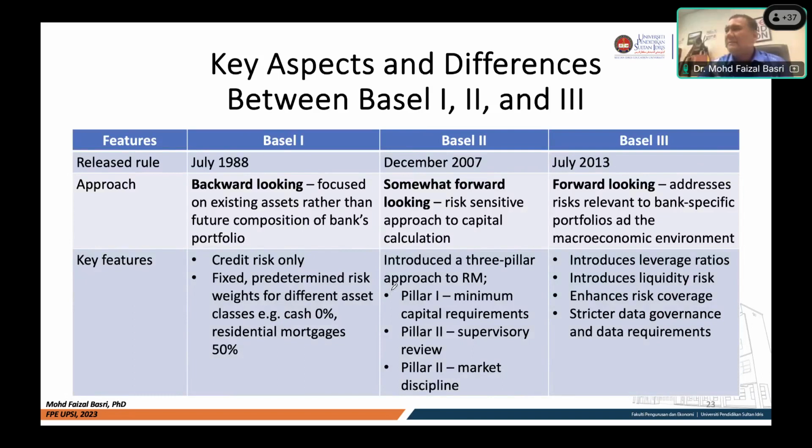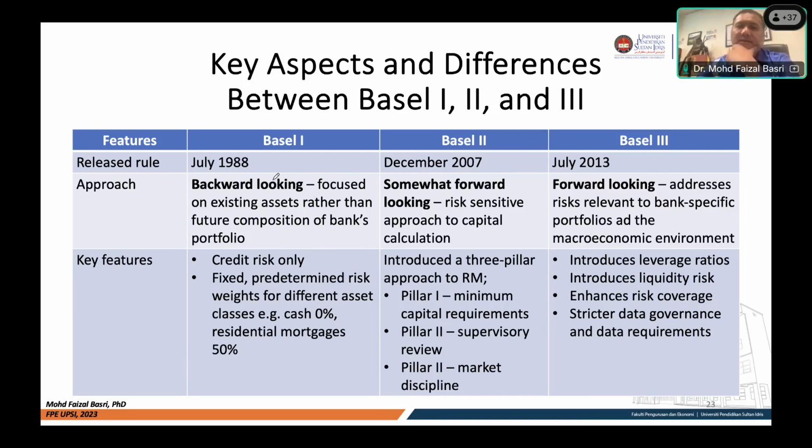what do we call it, it's not proactive, it's more on, I forget the term they use. But like if something bad happens, it is more on reactive. Okay, it's more on reactive instead of proactive. So that's why they focus on existing assets rather than the future composition. Something that has already happened, only then they look at it.